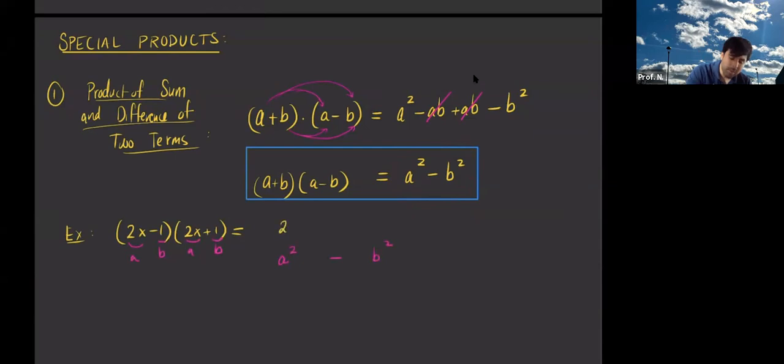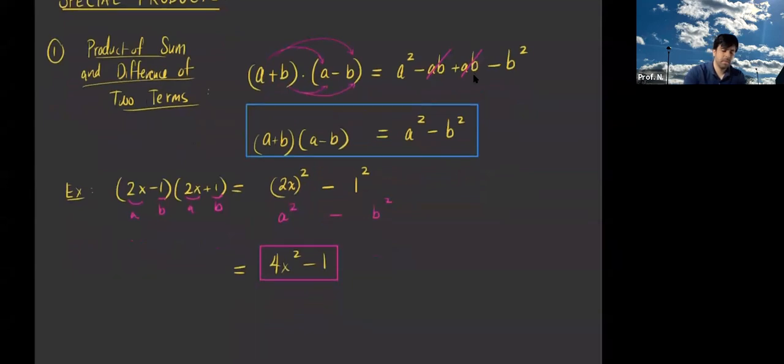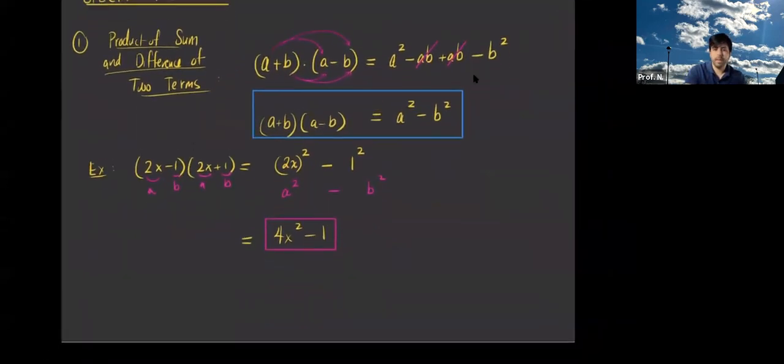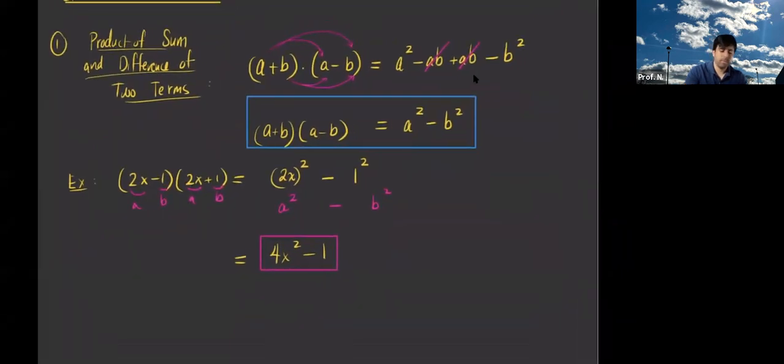So my a value would be what? 2x, but I'm going to square it. My b value would be what? 1, but I'm going to square that. And I get 4x squared minus 1. Again, this only works for this special kind of product. That's why we mentioned this to be a special product. Does that make sense? So that's one of the special products.